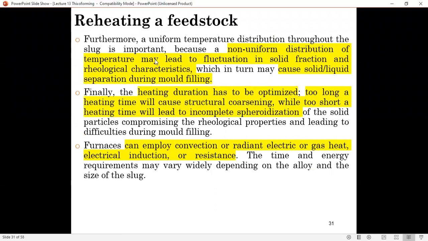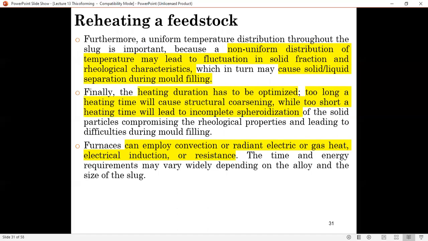Non-uniform distributions of temperature may lead to fluctuation in solid fractions and rheological characteristics, which cause solid-liquid separation during further cooling. Another issue with the heating at this stage is the non-uniform distribution of temperature. You have to remember the billet has a certain size, right?